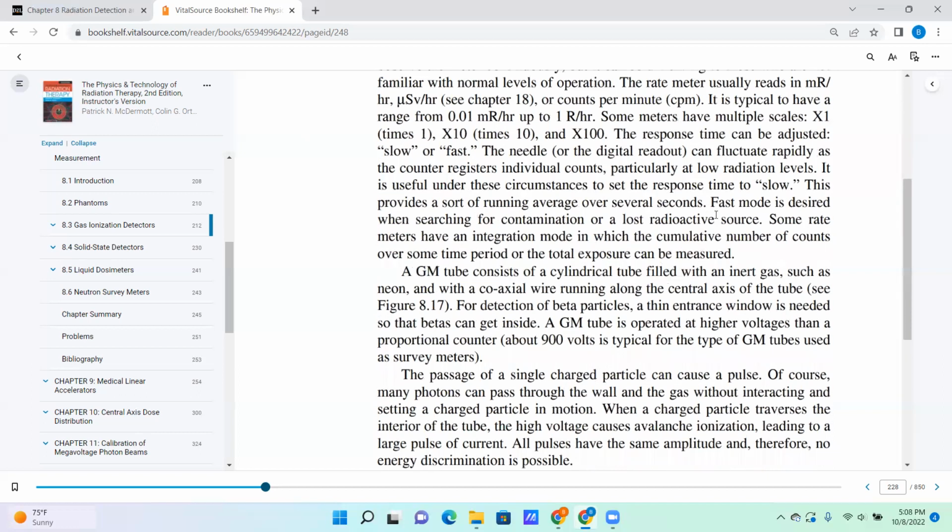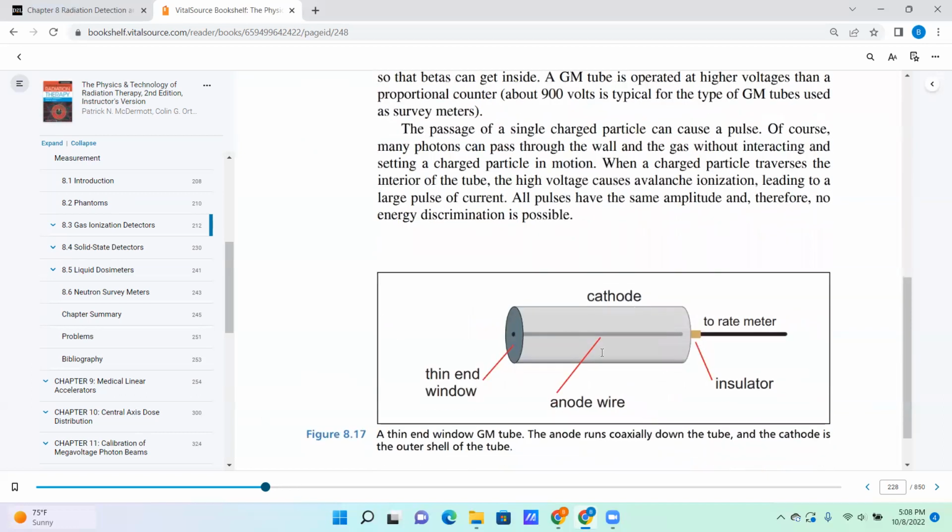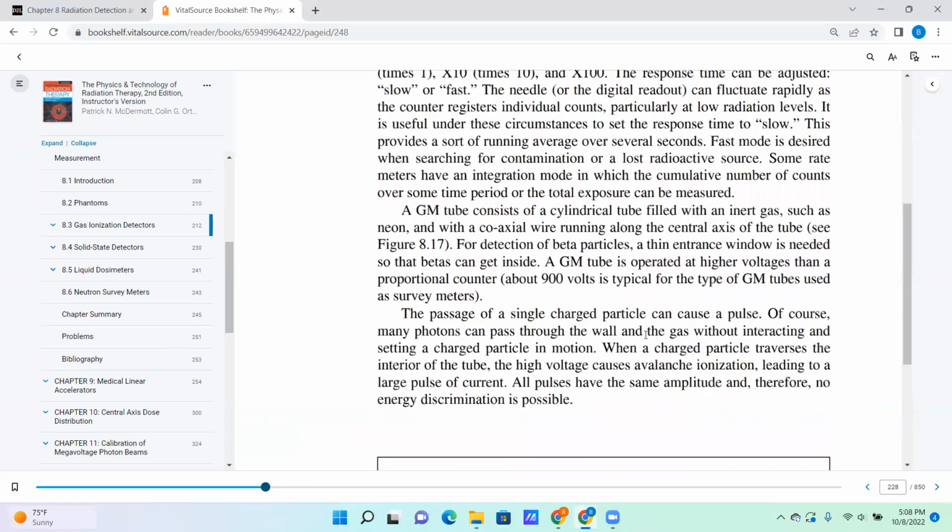It consists of a cylindrical tube, and this is a thin end window GM tube. The anode runs coaxially down the tube, and the cathode is the outer shell of the tube. For detection of beta particles, a thin entrance window is needed so that the betas can get inside.